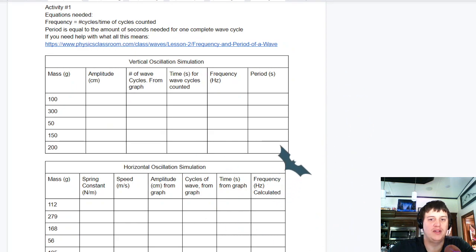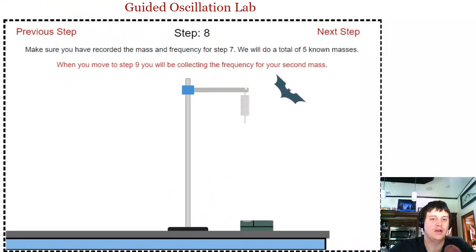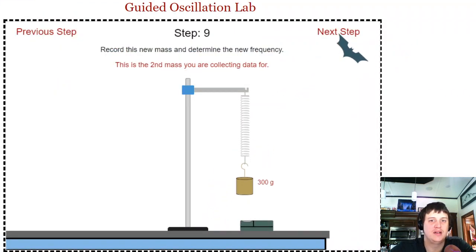Let me go back to the other one now, and we'll keep going on that. So for this next step, let me move this one out of the way. All right, for this next step, we're going to go to step 9. Step 9 says it's the second mass. You can see this one's a lot heavier. It's got a higher mass, 300 grams, so it's going to get a lot deeper wave motion.